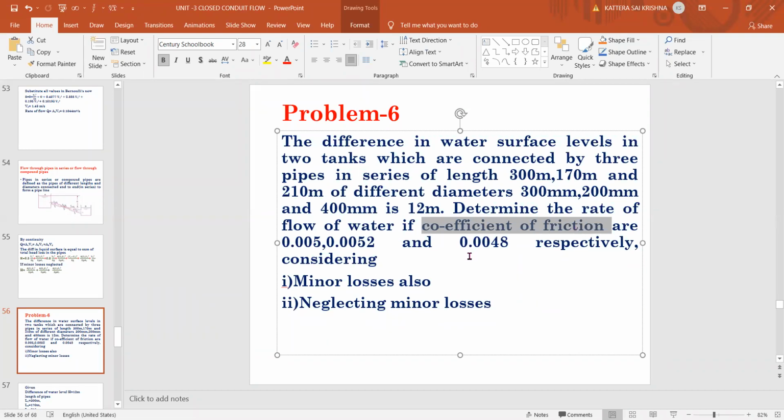So what is he asking to find? He's asking to find the rate of discharge. First, he's asking to consider minor losses also. What is the meaning of that? It means we need to take both major as well as minor losses for the first case. So all the data we need to use, and first we need to find the discharge by taking all the losses, major losses and minor losses. And next he's asking to find the rate of discharge again when we are neglecting the minor losses. So we need to take only major losses, that is frictional losses, for the second case. Okay, so please copy the question and inform me after copying it.